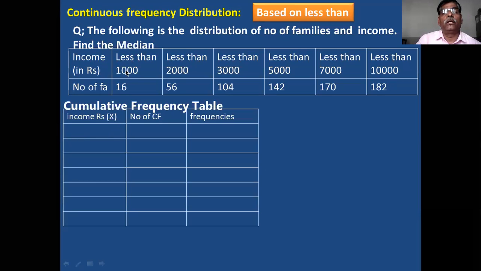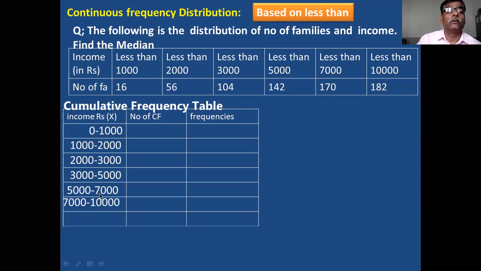I will make the classes. First is 0 to 1,000, where 1,000 is the upper limit. Then 1,000 to 2,000, 2,000 to 3,000, 3,000 to 5,000, 5,000 to 7,000, 7,000 to 10,000. In this way, you have to make the classes. You see here, 1,000, 2,000, 3,000, 5,000, 7,000, 10,000 are all upper limits, and the previous class upper limit becomes the lower limit of the next class. Remember this.